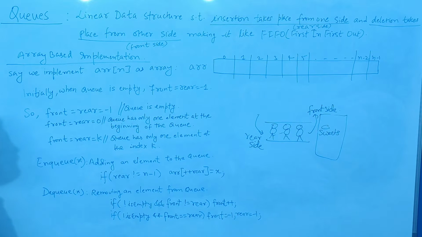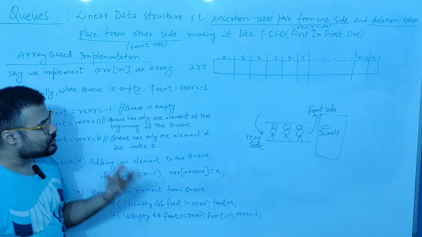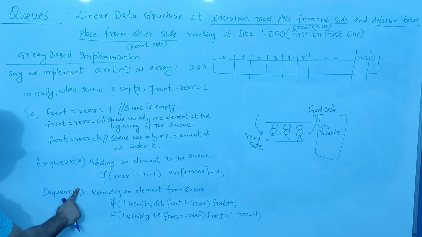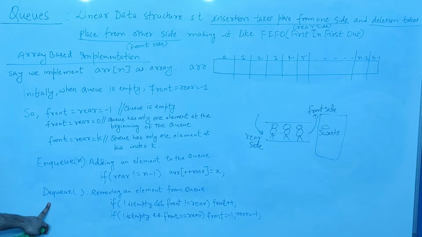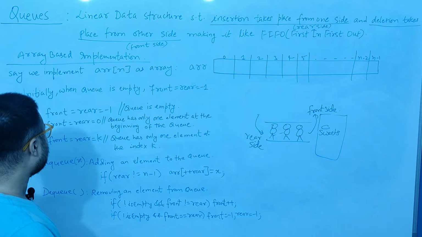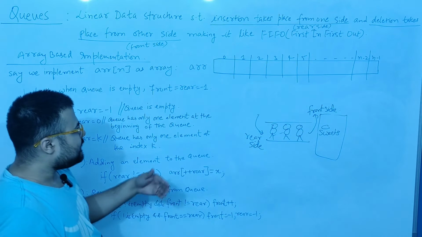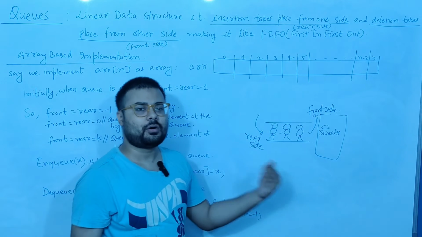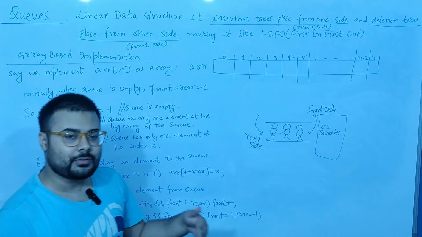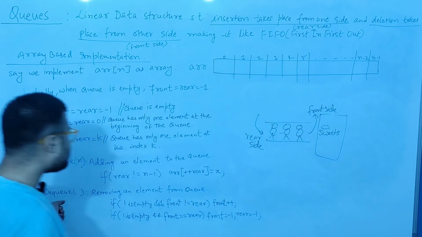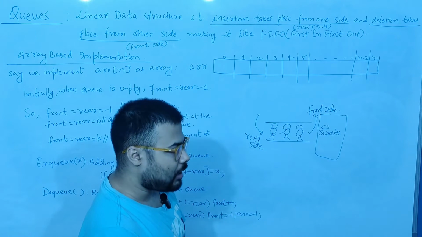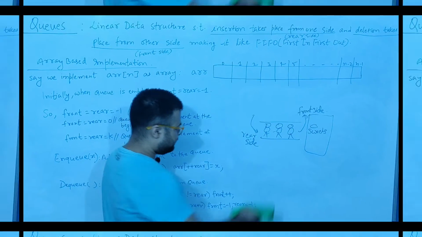Now if we want to implement this type of structure using an array, in a queue the insertion operation is called enqueue and the deletion operation is called dequeue. Enqueue means at the rear end you will add one more element, and dequeue means the element at the front will be removed. Now let's look at how this queue can be implemented using an array.